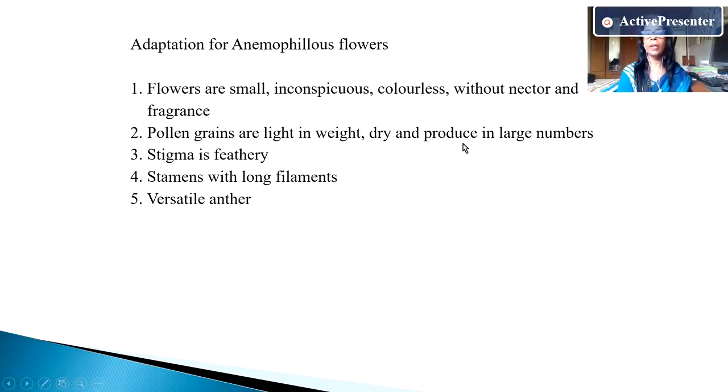While going from one place to another, many pollen grains can fall down, so there will be wastage of pollen grains. That is why a large number of pollen grains are produced. They are dry and light in weight. The stigma is feathery, to catch the pollen grains. Stamens have long filaments, so they can easily be carried by the wind. Versatile anther, that is an inverted, elongated anther, is known as a versatile anther. So these are the adaptations for wind-pollinated flowers.